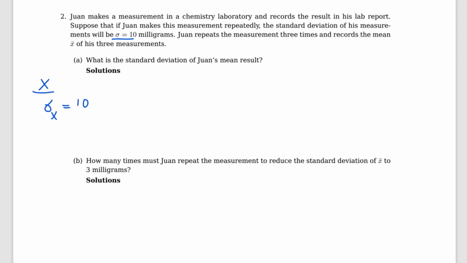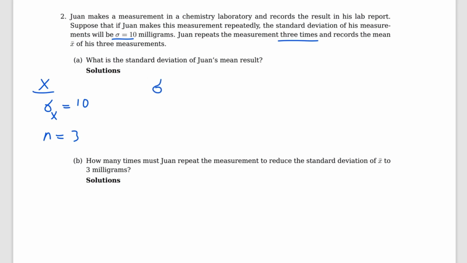Now, you want to repeat the measurement 3 times. What is the 3 times? It is the sample size. What is the notation we use? It is simply n. We know n equal 3. What is the standard deviation of Joan's mean result?